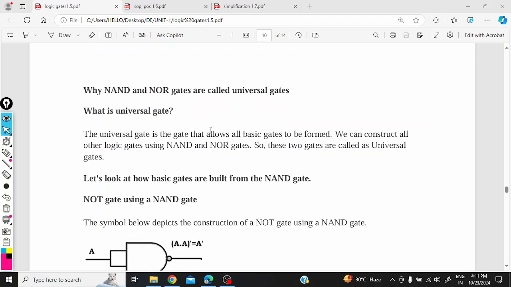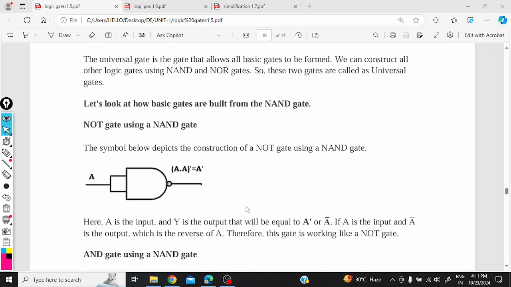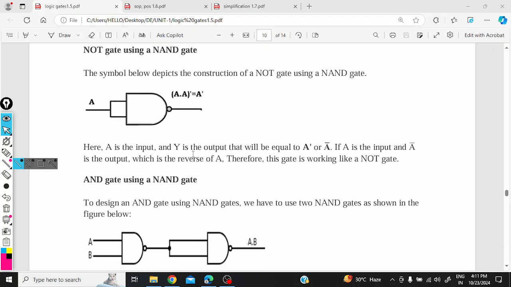Now why are we calling NAND and NOR gates universal gates? Because you can see I am making a NOT gate using a NAND gate. I am connecting one input here. If you clearly observe, I am taking an input which is connected to a NAND gate. So A dot A whole bar is equal to A bar. Means I am giving A only, but the output I am getting is A bar.